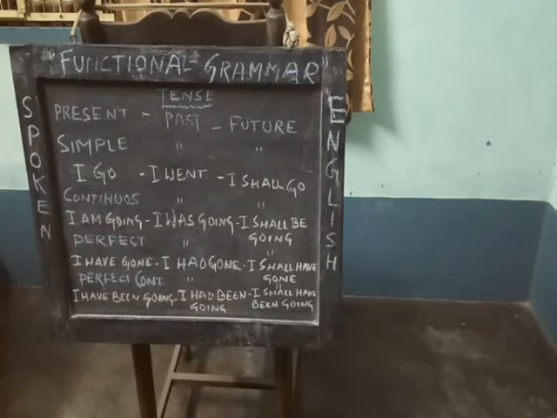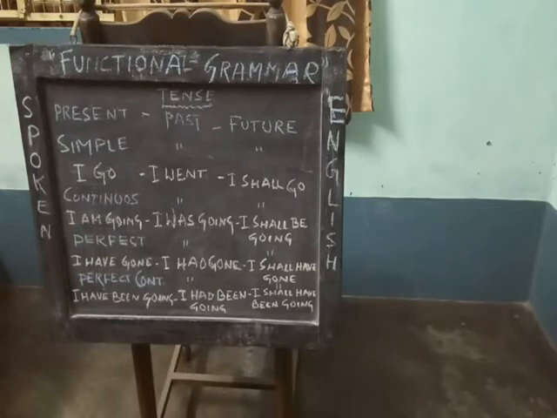For past also you will find past simple or past indefinite, past continuous, past perfect, and past perfect continuous. Similarly for future: future simple, future continuous, future perfect, and future perfect continuous. Now I am discussing one by one.